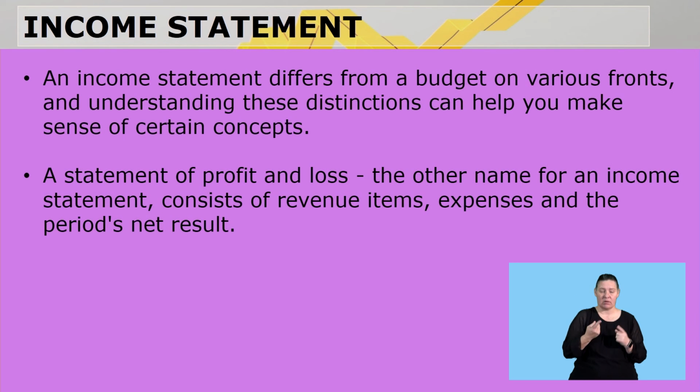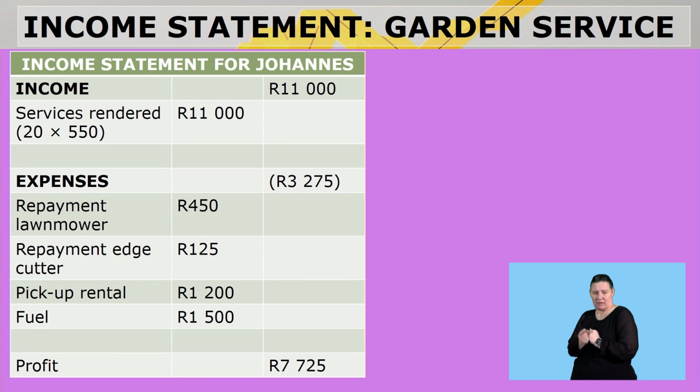A statement of profit and loss, the other name for an income statement, consists of revenue items, expenses, and the period's net result. In short, if we look at everything here, a budget is a plan, and the income statement is where we actually look at reality, what actually happened. Let's look at the income statement for Johannes.